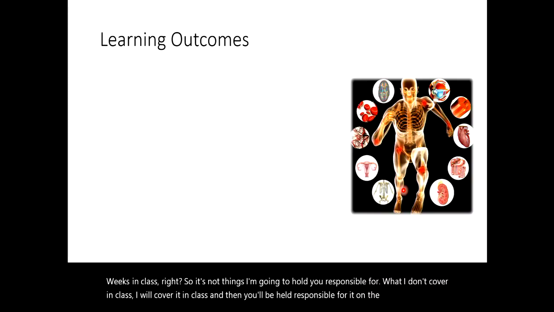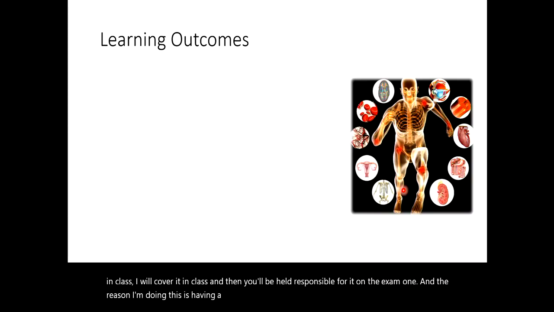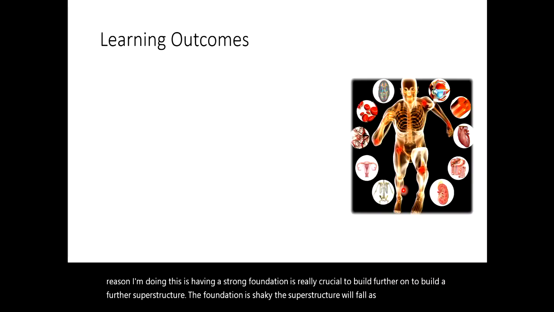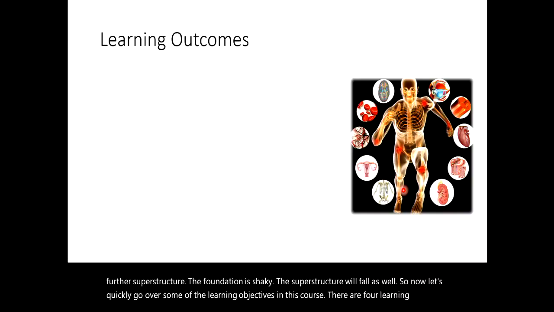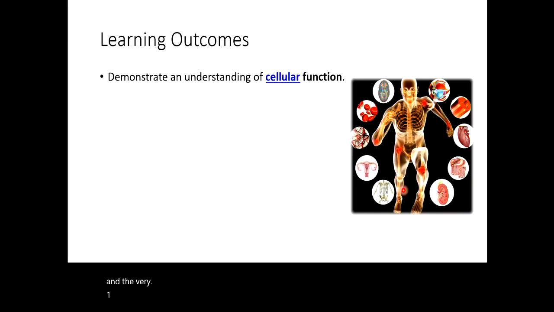The reason I'm doing this is having a strong foundation is really crucial to build a further superstructure. If the foundation is shaky, the superstructure will fall as well. So now let's quickly go over some of the learning objectives in this course. There are 4 learning objectives, and the very first one is to demonstrate an understanding of cellular function.